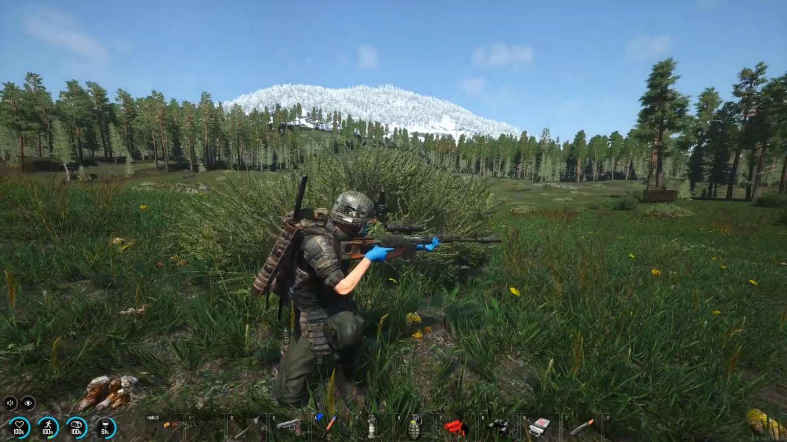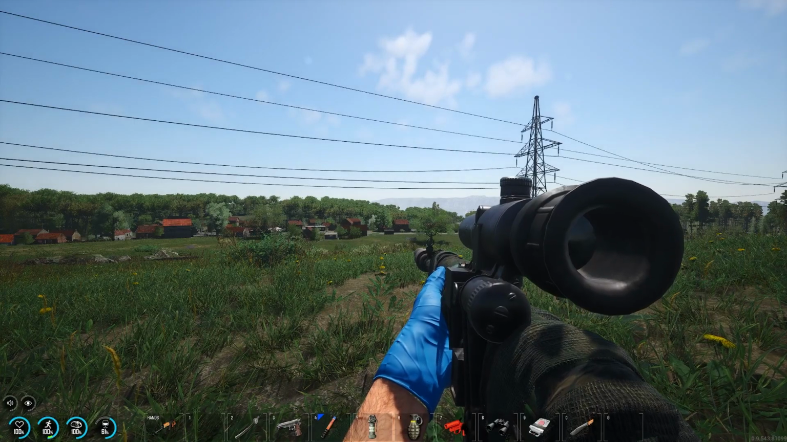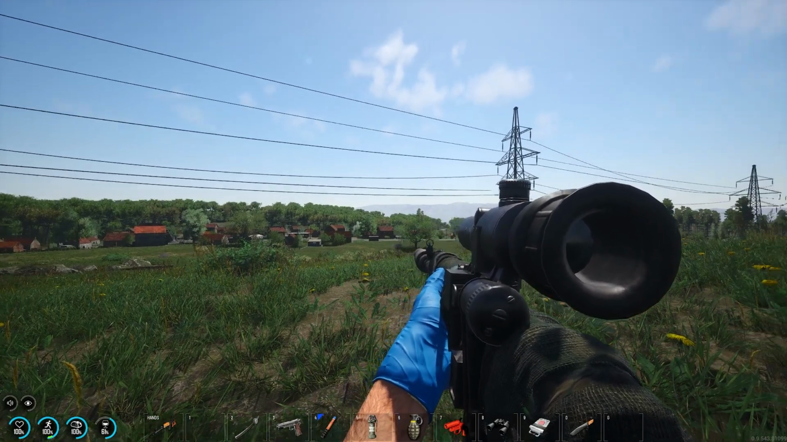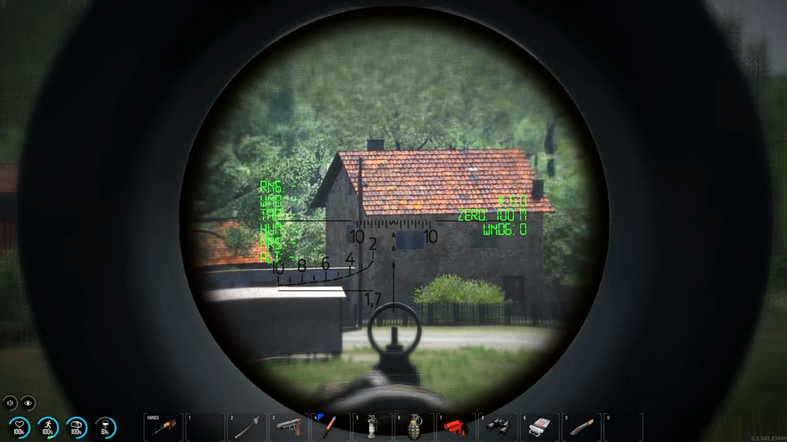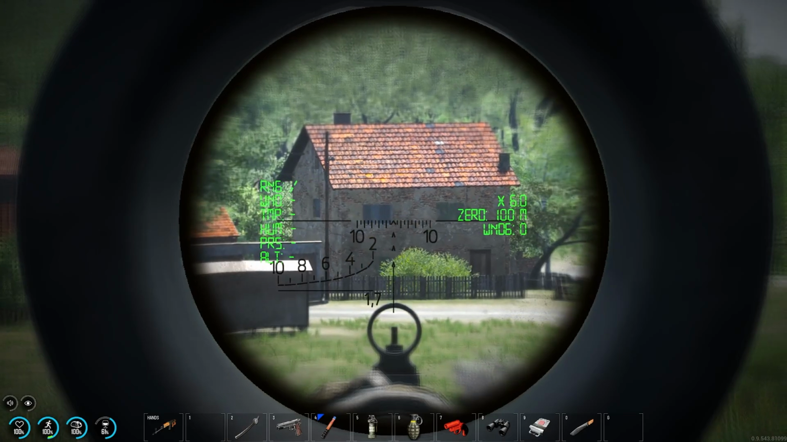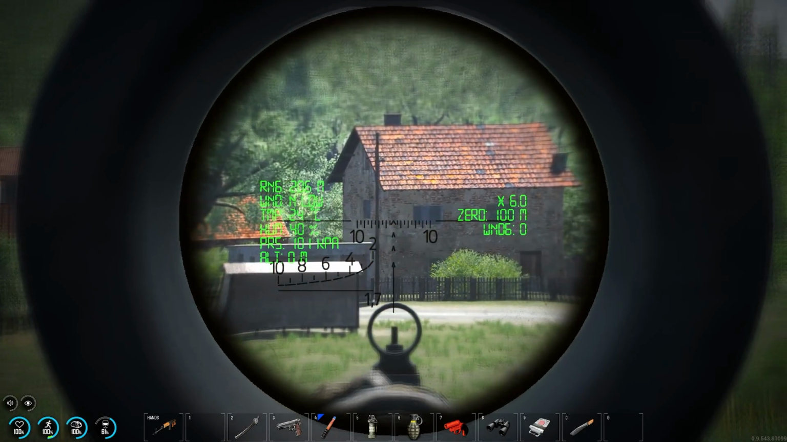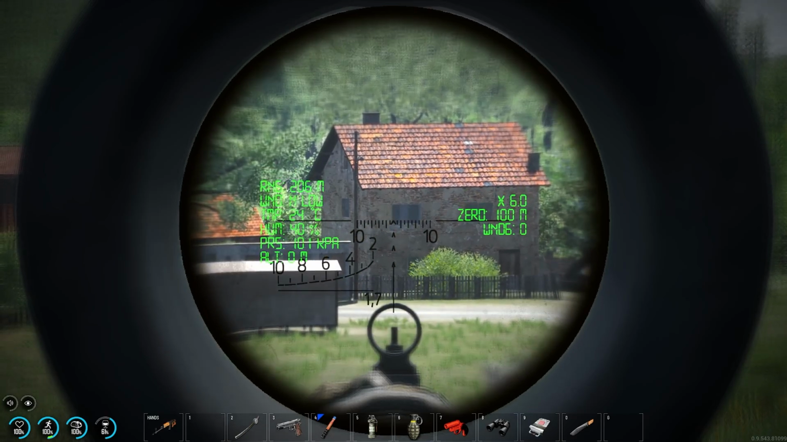This is a PSO-1 scope on an SVD rifle. I don't know how the devs did it, but they're damn accurate with this calculation. What we can use this scope for is the inbuilt rangefinder. I've already made a video on this, which I'll link below. Essentially, we can range our target. That's 206 meters. Then we can use the 1.7 and the 2, because it's close to 200 meters.